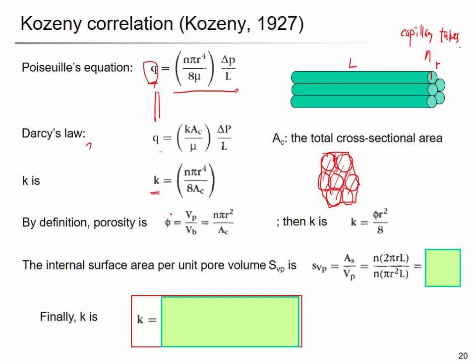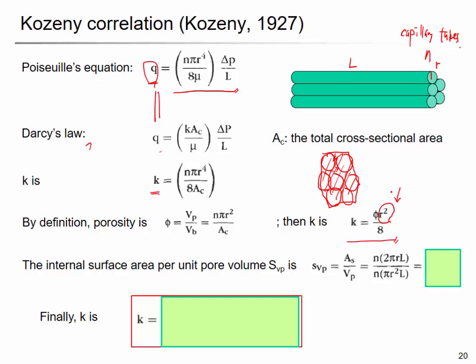Then K becomes porosity times r squared over 8. And to eliminate this R, R is the specific radius of the capillary tube, right?